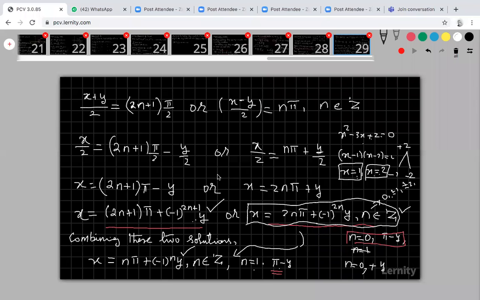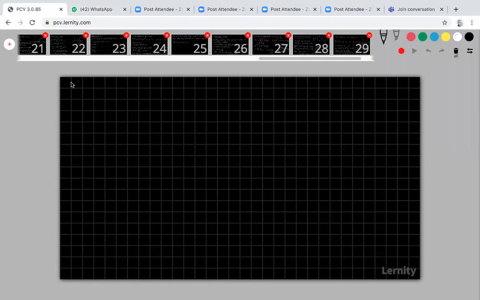This equation contains this solution and this solution. I am writing that solution together. This is our solution: x is equal to n pi plus minus 1 to the whole power n times y. So the proof is not that important. Please try to understand the solution. Again I am repeating the result. This result is very, very important. The proof is not that important.